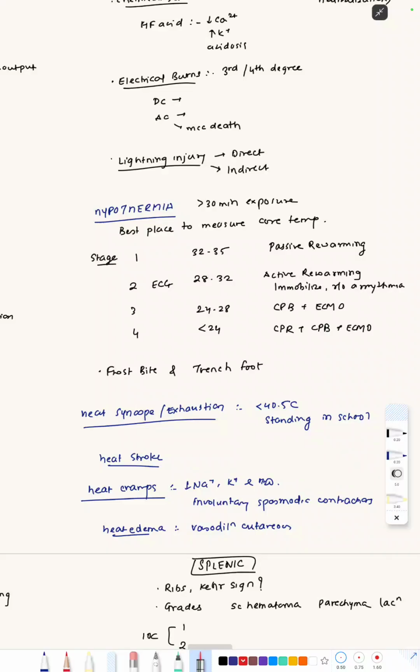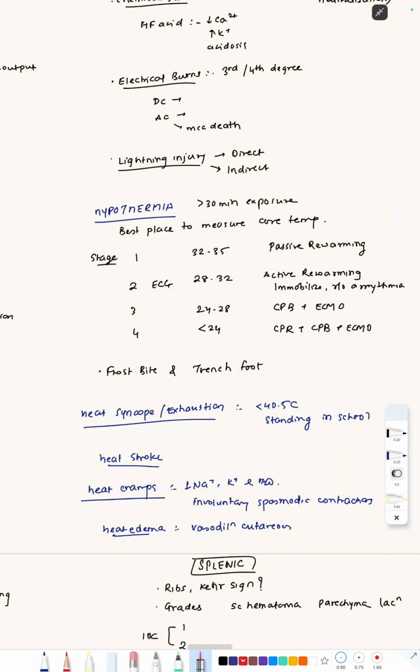Then there are conditions like frostbite and trench foot. Frostbite is caused because of dry cold exposure that will lead to the formation of ice crystals, so that is very painful in nature and further gangrene. Trench foot is the immersion of foot, and it is actually wet cold injury, and this leads to microvascular damage. Management is rapid rewarming up to 40 degrees Celsius.